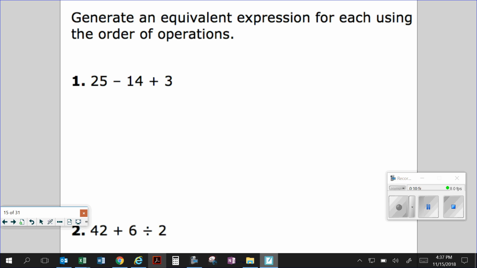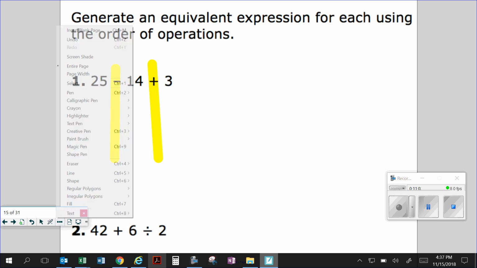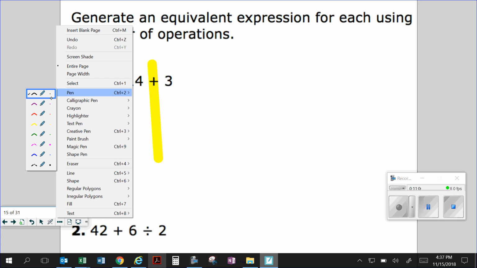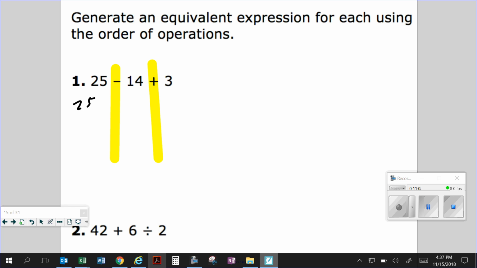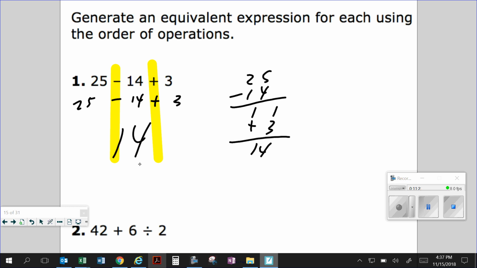All right, number one. Do you see any operators here, any addition or subtraction? I see it right here and here. So what is the first term? The first term is just 25. So we write 25. The middle term is 14. And the last term is 3. So 25 minus 14 is 11. Plus the 3 makes 14. That is the answer.